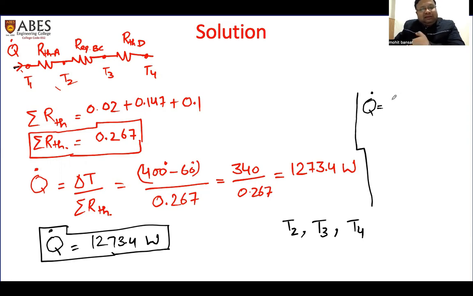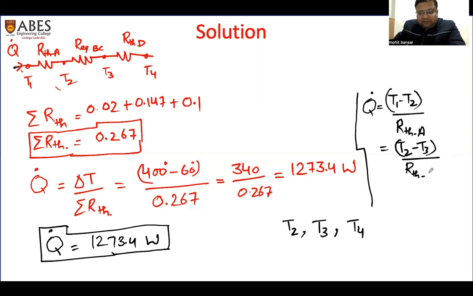because in this series the rate of heat flow, Q dot, will remain the same. As we know, heat flow is analogous to the current. So in series the current remains the same, and in parallel it divides. These resistances are in series. So we will take this Q dot as T1 minus T2 upon the thermal resistance for A. Likewise, this will be equal to T2 minus T3 upon the equivalent thermal resistance for section BC, which was 0.267, and this is also equal to T3 minus T4 upon the thermal resistance for section D. So by this relation, we have the rate of heat flow as 1273.4 watts.